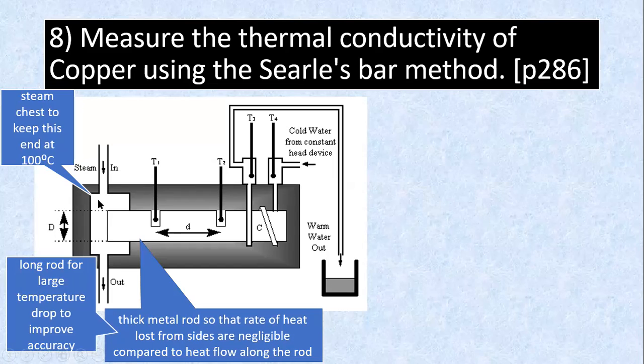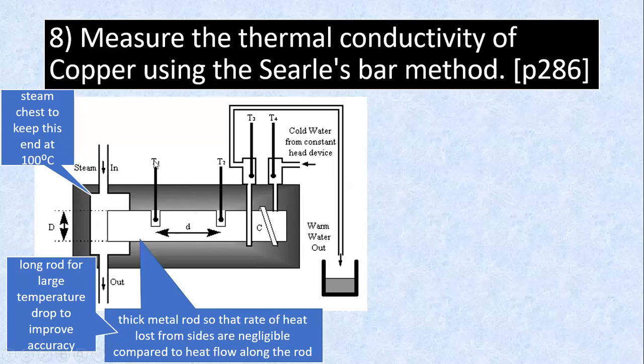Okay, so that steam chest, keep this left hand end at 100 degrees Celsius. The rod is long because we want a large temperature gradient between these two. Because we want the temperature difference to be as large as possible.